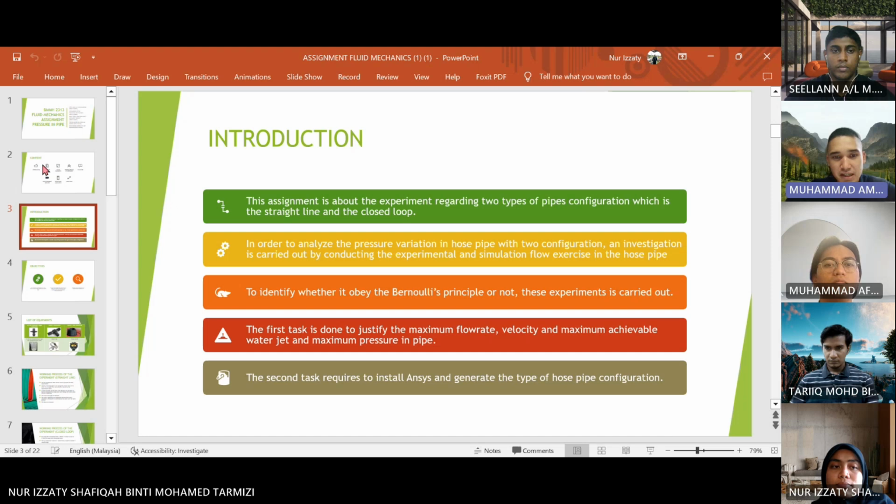So for the introduction, this assignment is about the experiment regarding two types of pipe configuration, which is the straight line and the closed loop. In order to analyze the pressure variation in hose pipe with two configurations, an investigation is carried out by conducting the experimental and also the simulation flow exercise in the hose pipe. The third one is to identify whether it obeyed Bernoulli's principle or not. So this experiment is carried out.